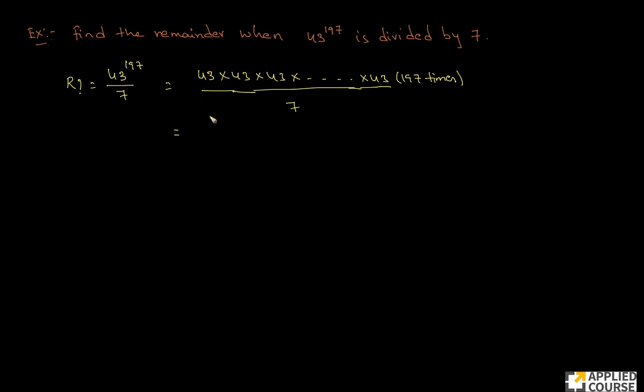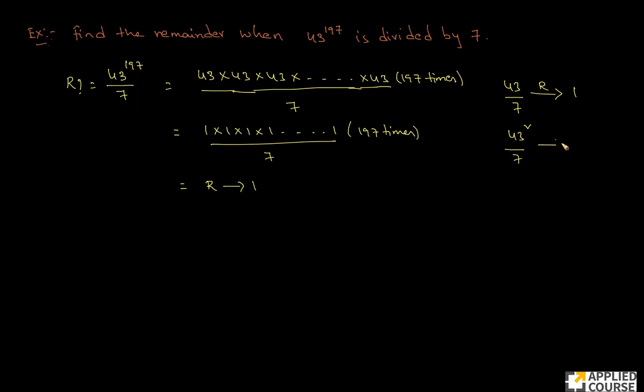According to the remainder theorem, what can we do here? Check individually. 43 by 7. What will be the remainder? 1. So everything will be 1. So the remainder is 1 for 197 times. Right or wrong? So divided by 7, the remainder will be 1. 43 by 7, the remainder is 1. 43 square by 7, the same thing. 1 × 1, 1 square by 7, is 1.